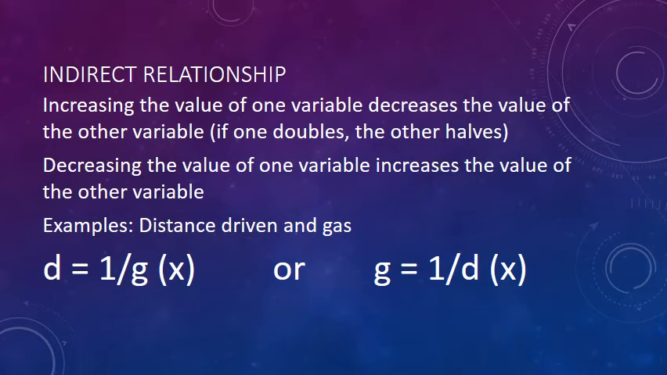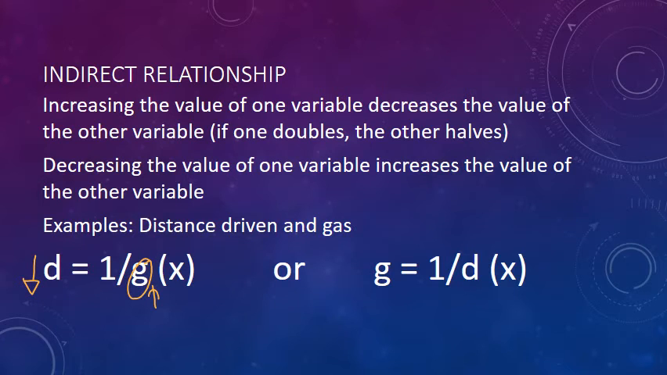If you try to build an equation using an inverse or indirect relationship, you'll notice that the variables are on opposite sides of that equal sign, and one of those variables is going to be in the denominator, on the bottom of the fraction on the other side. This is because as the denominator of a fraction gets large, the fraction itself gets small. 1 divided by a large number is a really small number. So when g is getting bigger in this equation, it's actually going to make the value of d go down, which is what we're expecting in an indirect relationship.